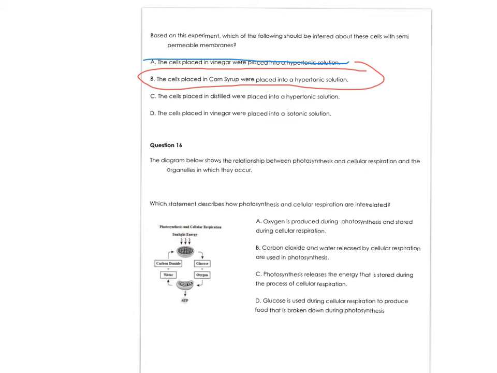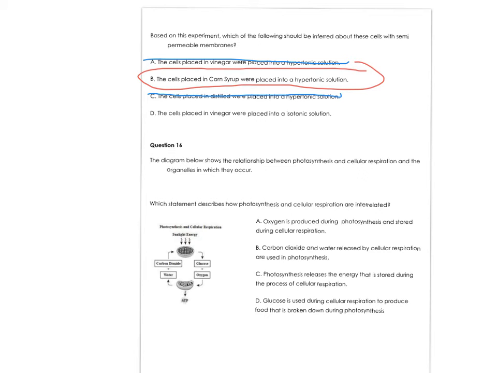C, cells placed in distilled water were placed into a hypertonic solution. No, they also gained weight, and it's in distilled water, which means zero solutes. And there's certainly more solutes inside the egg than zero, so it's in a hypotonic solution.